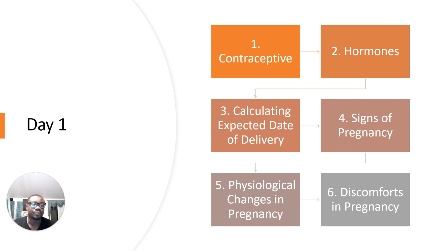We'll look at the signs of pregnancy. We're talking about the presumptive signs, the probable signs, the positive signs of pregnancy. Those are important things we'll look at on day 1. Day 1 will also take us to look at those physiological changes that occur in pregnancy. And we'll look at discomforts in pregnancy, talking about lower back ache, nausea, vomiting. All of those discomforts you're going to have in pregnancy will be in day 1.